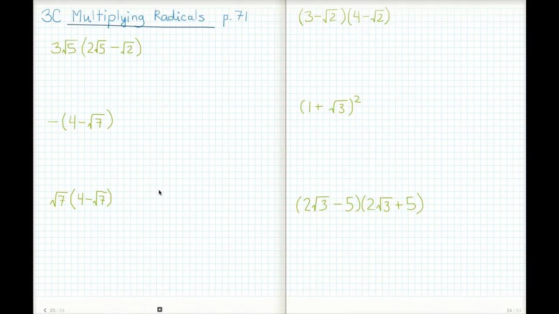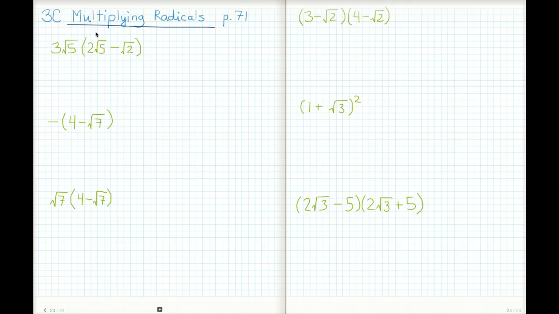This video will help you do the homework for section 3C on multiplying radicals. In this section, we're going to see that multiplying radicals is a lot like multiplying algebraic expressions. We're going to use the distributive law and we're going to use expansion, everything that we practiced in chapter 2, or reviewed in chapter 2.